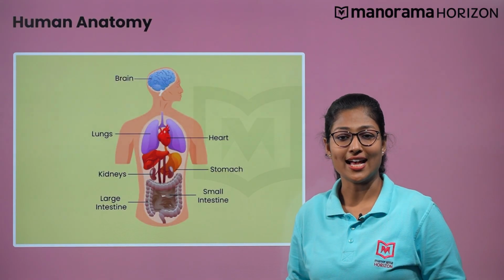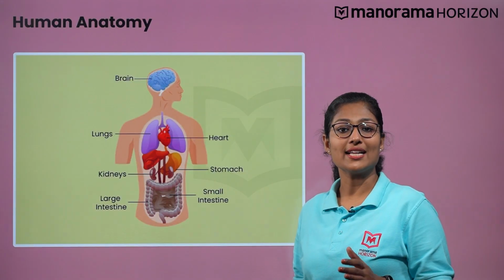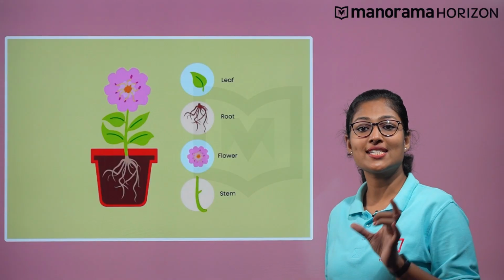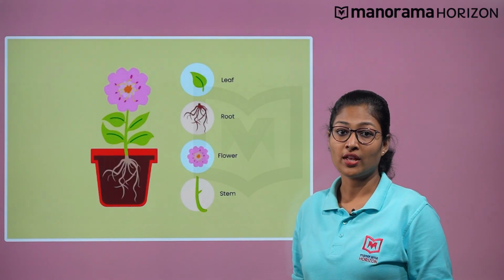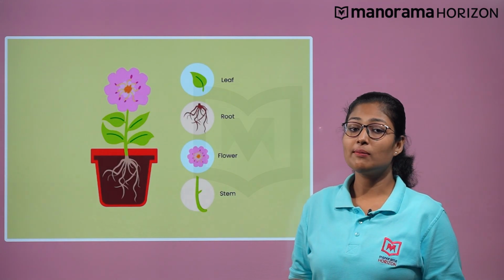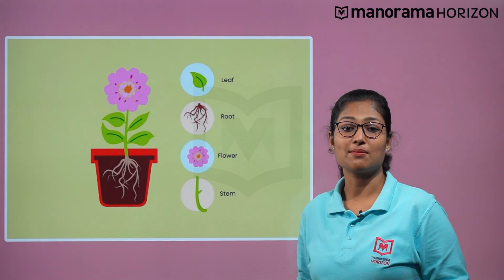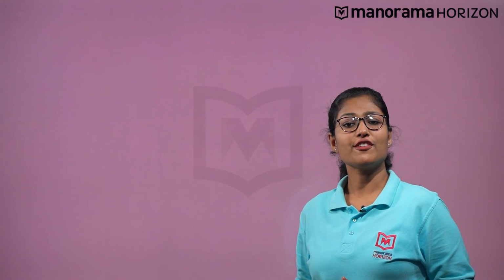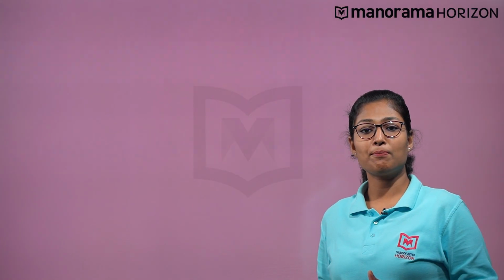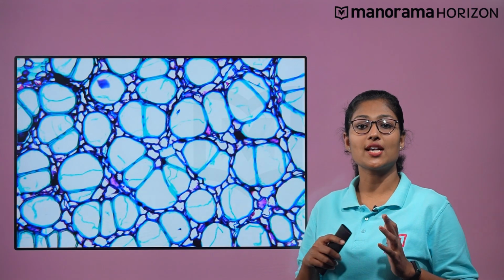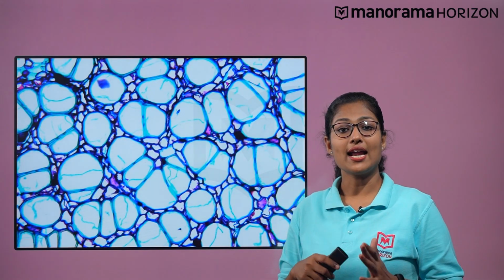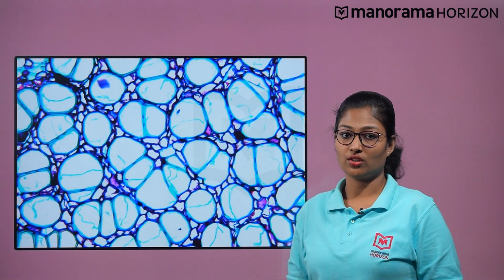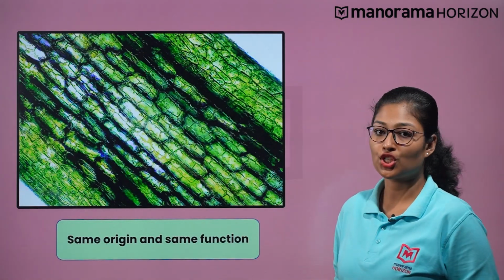But the fact is that each part of the plant is made up of specialized cells and tissues. In this video, we will be learning about plant anatomy and associated cells. For effective functioning, cells that perform the same functions are seen in an area and they have the same origin, and we call them tissues.